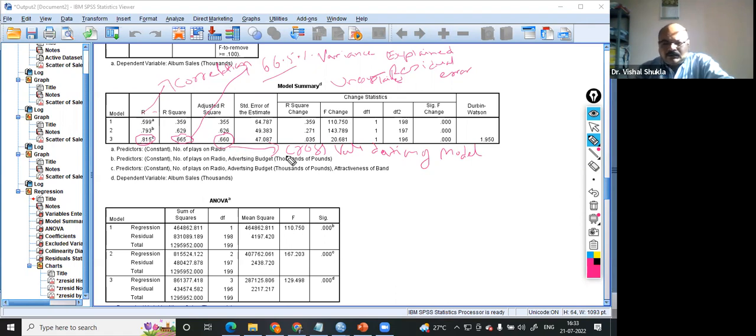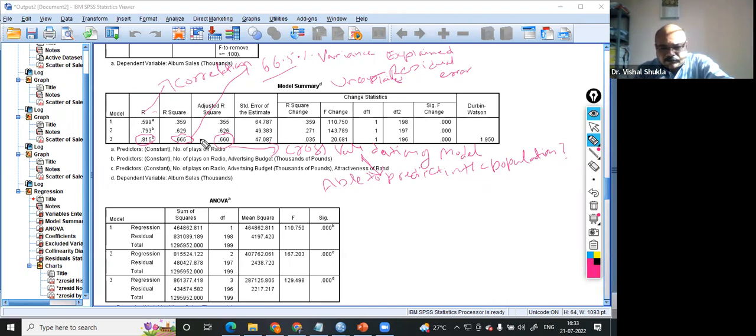So adjusted R square is used for cross validating the model, because we got this model on a sample of 200, whether this model will be able to predict in the population. Whether we can use this model? Because whenever we are making a predictive model, our aim is to make a prediction model from the sample and generalize it to the population.